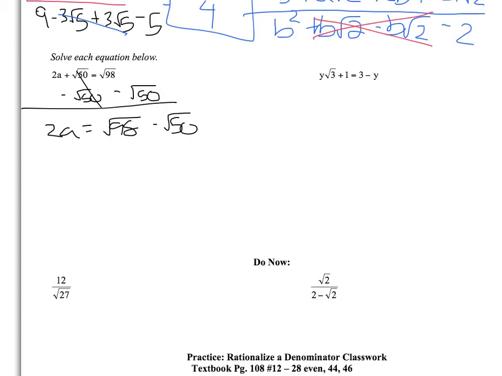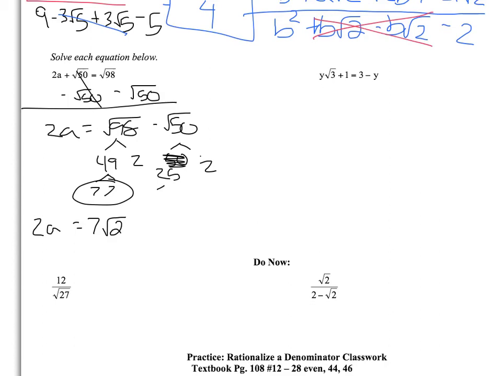So let's break down 98. Breaks down to 49 and 2. 49 breaks down to 7 and 7. So you got a pair of 7s. So it'll be 2a equals 7 radical 2. 50 breaks down to 25 and 2. 25 breaks down to 5 and 5. So you got a pair of 5s. So it'll be minus 5 radical 2.